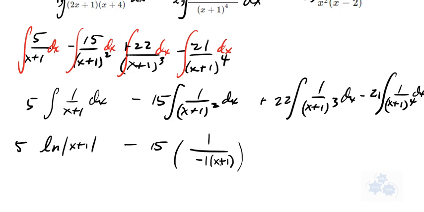Okay, the third one here, very similar. We'll get some more practice here. So this is going to be x plus 1 to the negative 3. We add 1, that's going to be negative 2. So that's actually going to be 1 over negative 2 times x plus 1 squared. That's what that's going to end up being. So why don't you do the last one on your own, see if you can get that pattern.